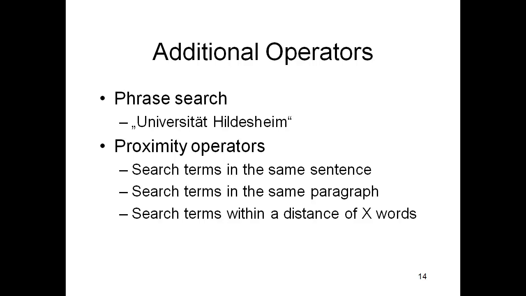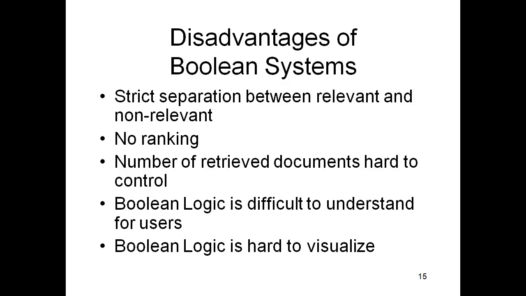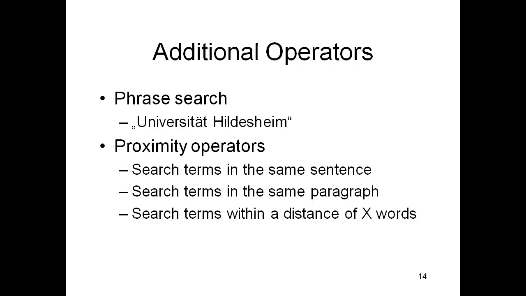For the others, there is something like phrase search. I want to have that phrase exactly as it appears. I don't want to have Hildesheim and university somewhere in the text. I want really the phrase University of Hildesheim, Universität Hildesheim, as these two words really following each other in this order. There are also proximity operators that say, okay, I want to have two words in the document, but they should also appear in the same sentence or in the same paragraph, not somewhere really separated from each other.